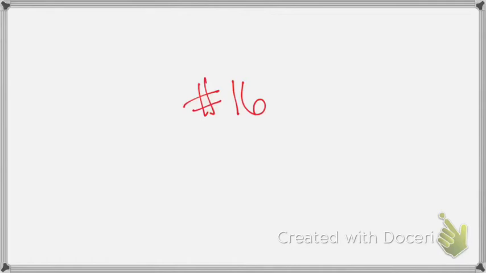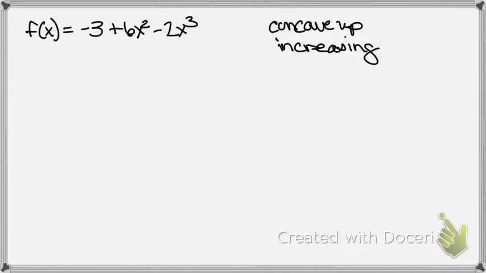Number 16. Okay, they want to know where is f of x both concave up and increasing. Concave up would be second derivative positive, so we'll do a second derivative sign chart. Increasing is first derivative positive, so we'll do a first derivative sign chart.